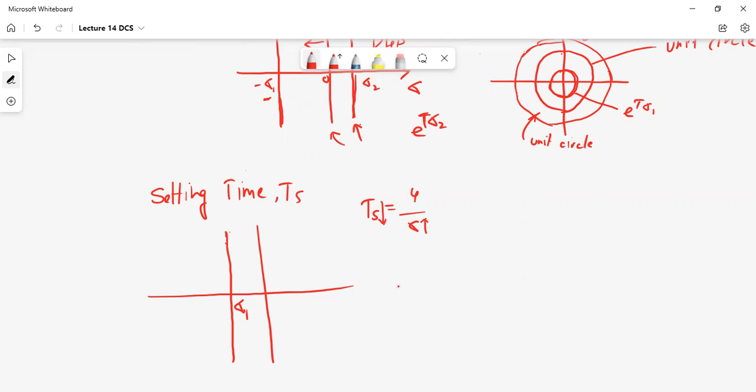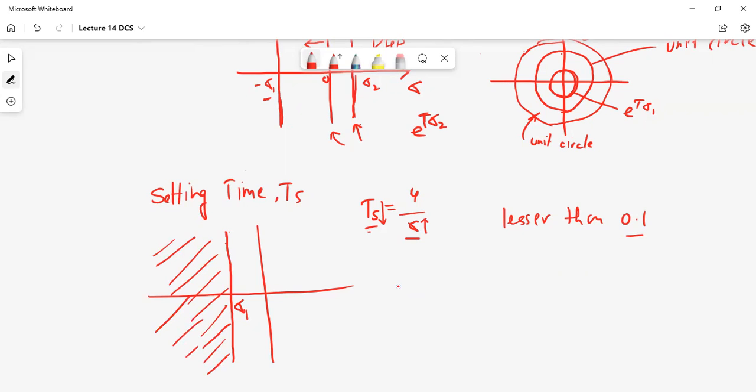So if you're given a particular problem where they say that the settling time has to be less than 0.1 second or maybe 1 second, any particular value, you have to find the corresponding sigma value, and the higher values of sigma will give you lower values of TS. So basically we are talking about this zone of operation.